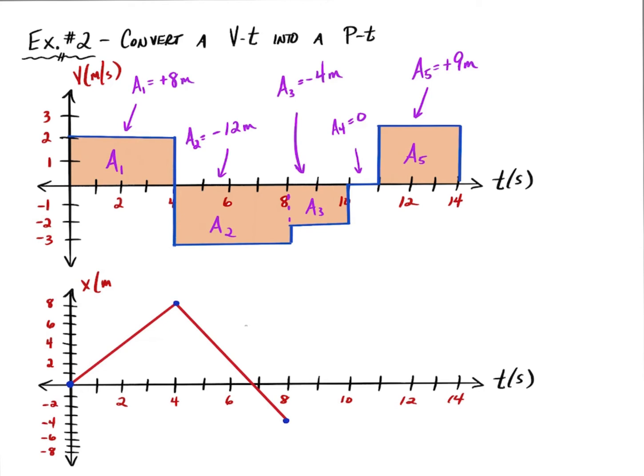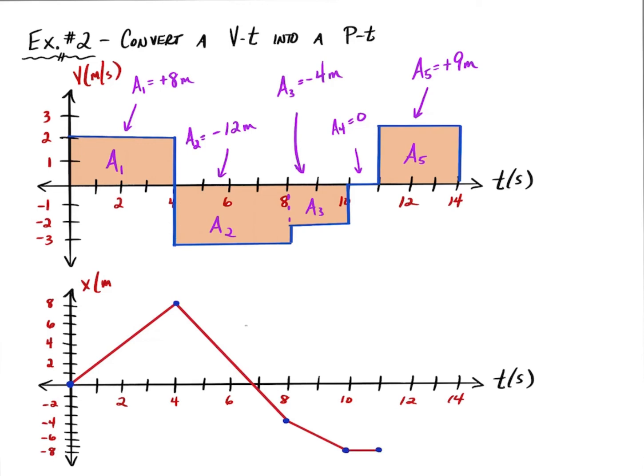meters forward. Likewise, from 8 to 10 seconds, the next 2 seconds, I have to drop another 4. So I was already at negative 4. If I drop another 4, that brings me to negative 8. From 10 to 11 seconds, I'm not going anywhere because the area is 0, so I just have to stay exactly where I am, which was at negative 8. So that's how I represent that.